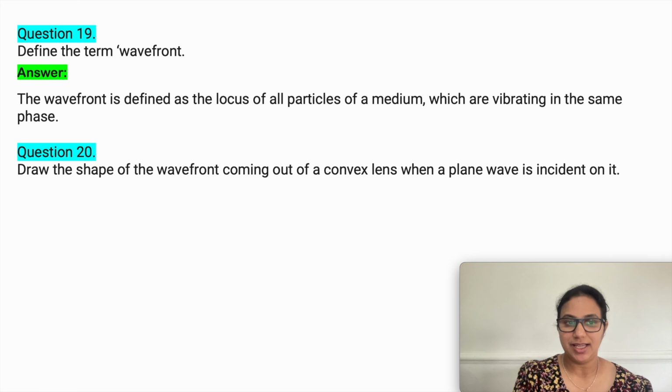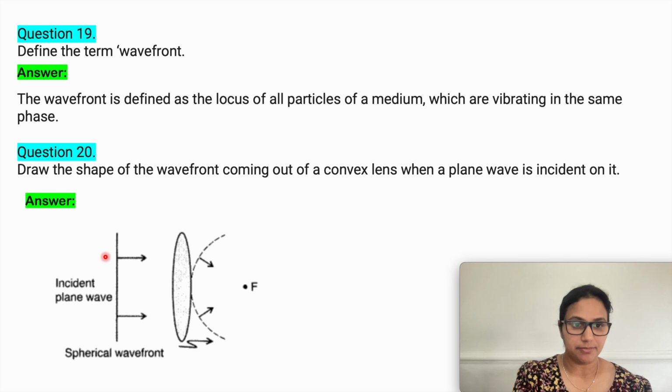Question number 20. Draw the shape of the wavefront coming out of a convex lens when a plane wave is incident on it. So you must draw the diagram here. So this is the incident plane wave, this is the convex lens and spherical wavefronts are coming out of the convex lens. So draw the arrow mark, mention the spherical wavefront, incident plane wave, etc.